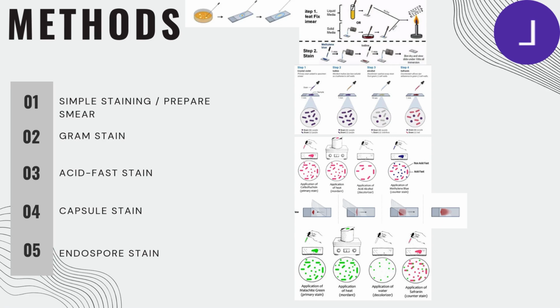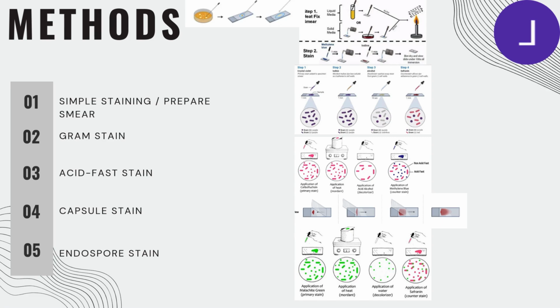Use an acid alcohol to decolorize, and the acid-fast bacteria will stay red while the other one will turn blue with a counterstain. Also, we have the capsule staining, which uses a negative stain like Indian ink or any other type of stain to outline the bacteria, showing the clear capsule around them.